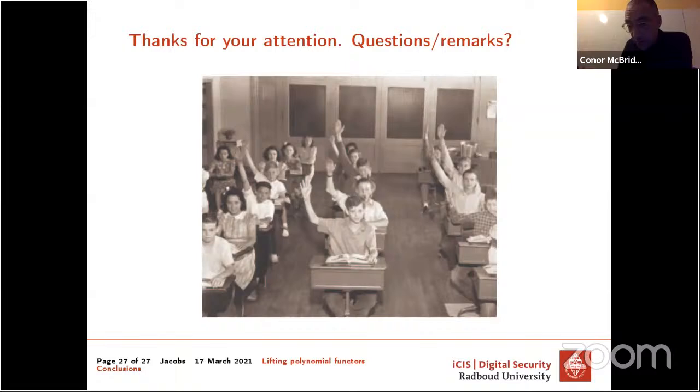Yeah. I think this distinction between existential and for all comes up only for more complicated functors. For instance, if you look at the power set functor, there are two canonical ways to lift them to predicates. One using existential, the other universal quantification. So for these simple polynomial functors, I'm not aware of a meaningful distinction.